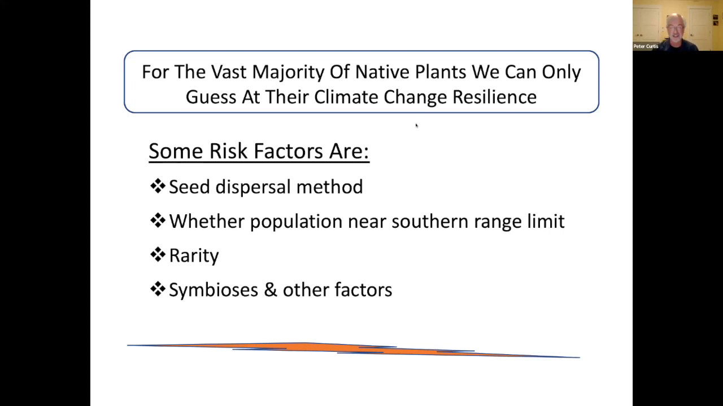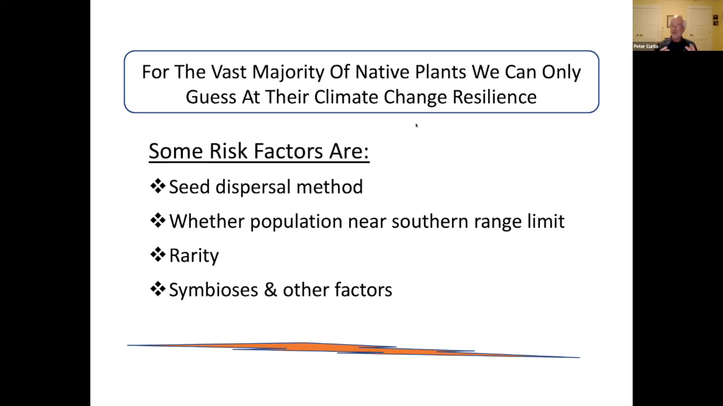I'm going to spend a little bit of time on this. So that's how plants move, by dispersing their seeds for the most part. Occasionally it's by vegetative propagation, but for distances, it's almost always reliant on seed dispersal. Whether or not a population is near that southern range limit and really risks being out of its climate zone as that range limit contracts north, that would be a risk factor as well. So a northern species at its southern range limit, that may be a problem. We're seeing that actually in New England.